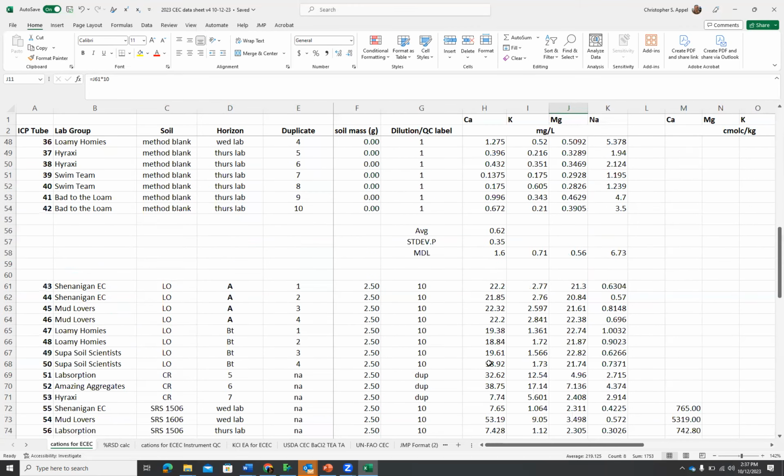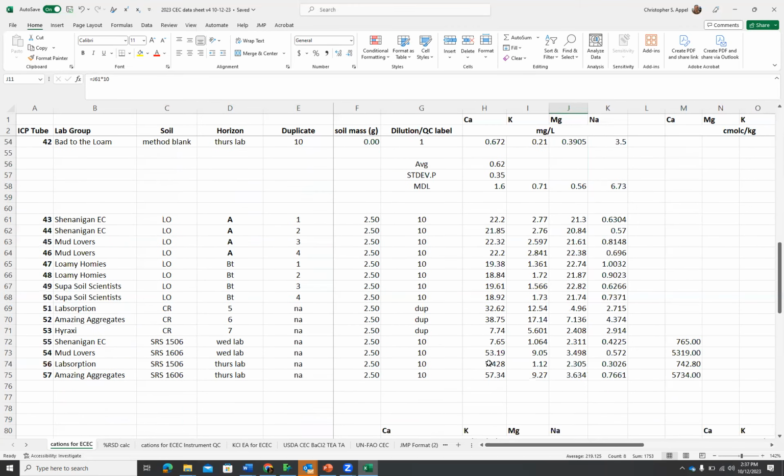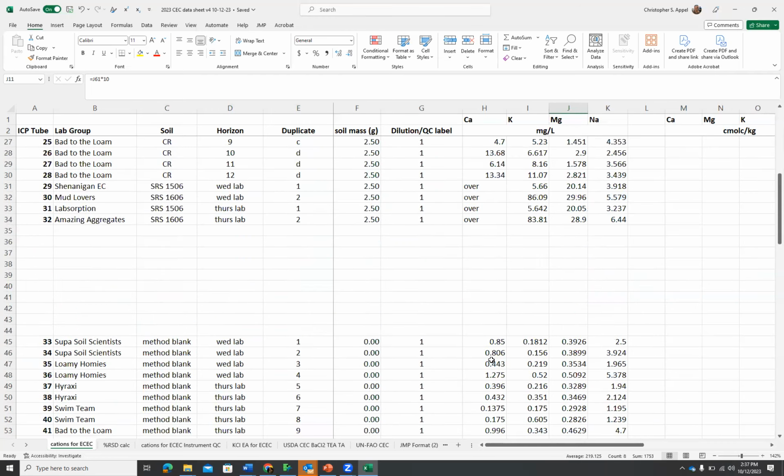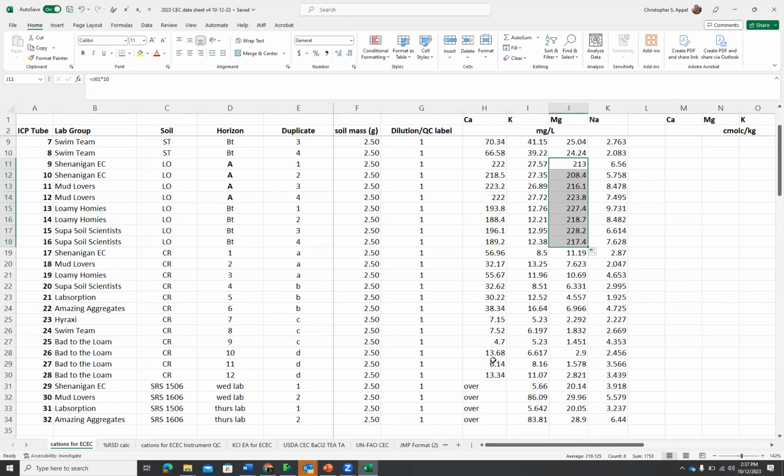I'm just going to look through my spreadsheet now and see if there's anything else I want to do with it. And I don't.